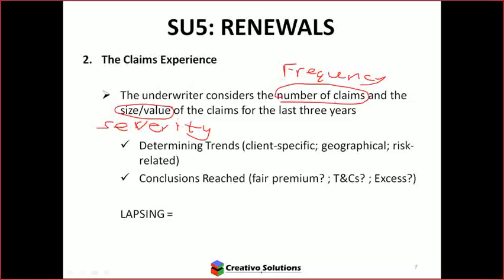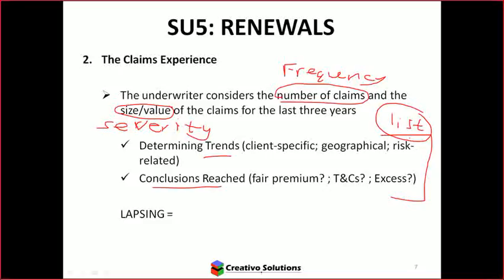Right, and then we've got a note here about trends, and we've got a note here about conclusions. Who determines this? The underwriter. Underwriters will have a list of different things that they consider. Underwriters can have a very strict list. So if you don't comply, there's no way that you're going to get any cover. The rules are set in stone in terms of the bare minimum. So what are the bare minimums, and then what do they look at on top of that?